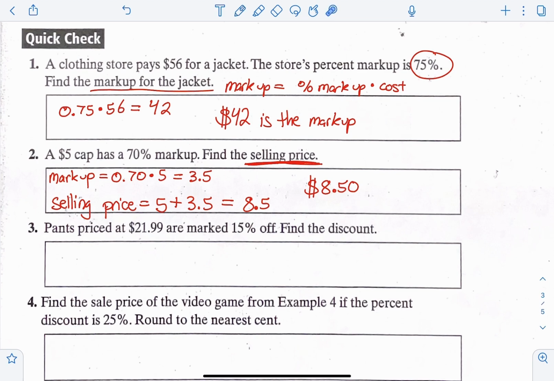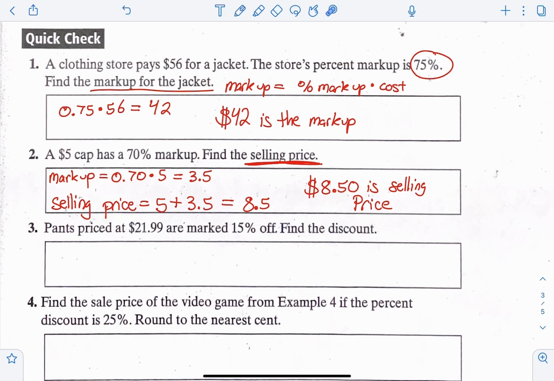When we're doing money, make sure that if you have a decimal, you have 2 things. If there's only 1 thing, just put a 0, because 8.5, you can't write that for money. You got to write 8.50 because it's $8.50. Okay, $8.50 is the selling price.